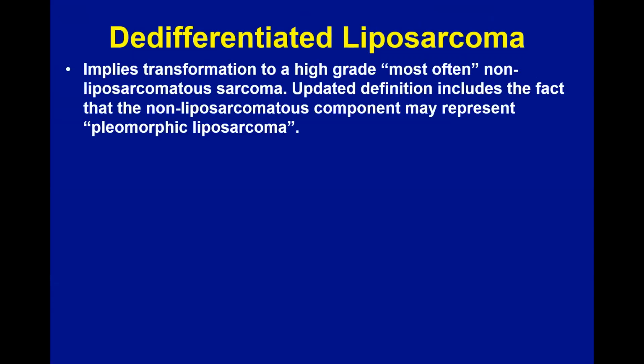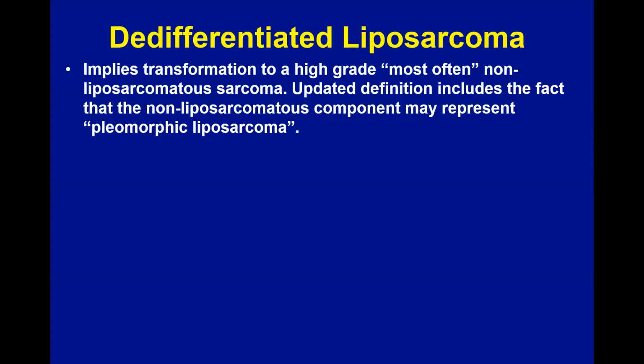So that brings us to dedifferentiated liposarcoma. So let's talk a little bit about dedifferentiated liposarcoma. The classic definition of dedifferentiated liposarcoma is that it implies transformation to a high grade, and in the past, we would say non-liposarcoma sarcoma, right? And we're going to update this definition shortly. The past was basically transformation from a low-grade liposarcoma to a high-grade non-liposarcoma sarcoma.